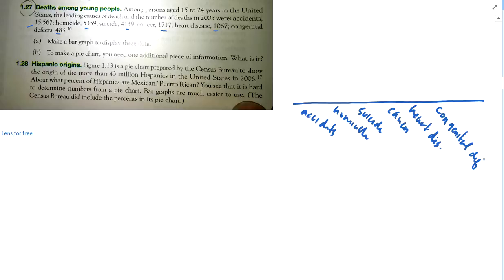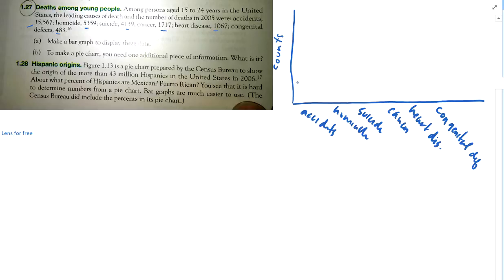Okay, so this is your categorical variables on the bottom always, and on the vertical axis is always going to be counts, and it'll be percents if you want a relative frequency bar graph.